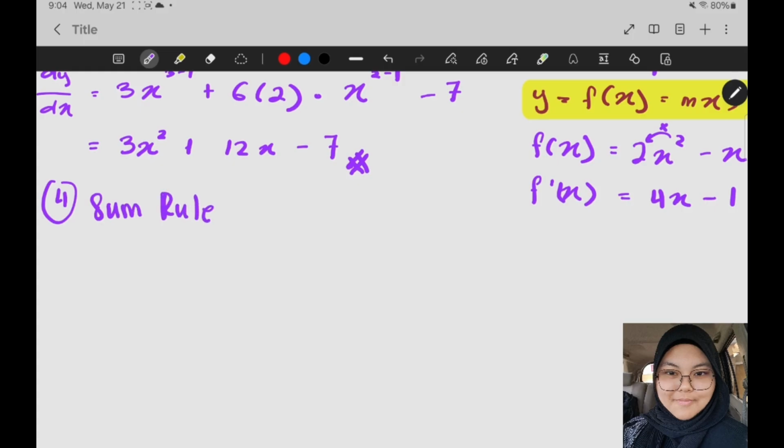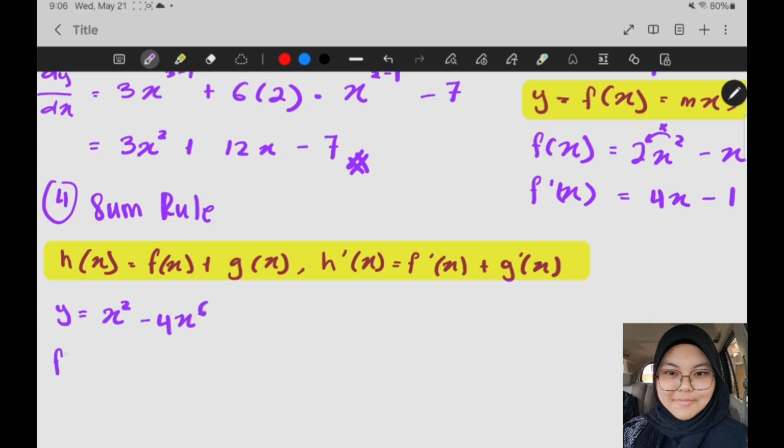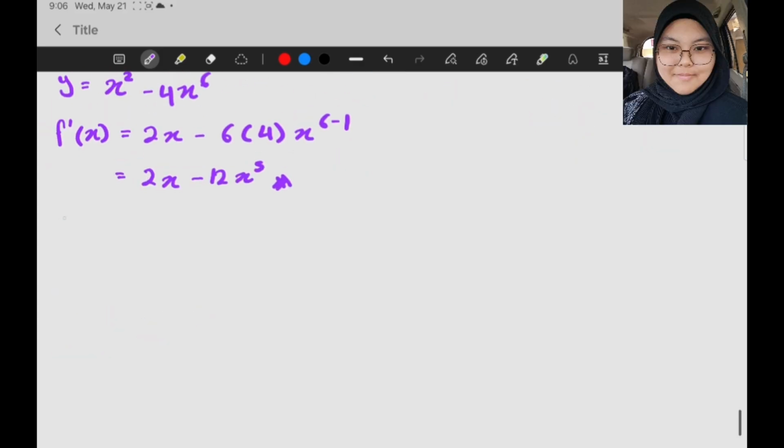Now we will go through the sum rule. If you differentiate the sum or difference of functions, you can differentiate each part separately. For example, in this question, you can first differentiate x squared, then 4x to the power of 6.